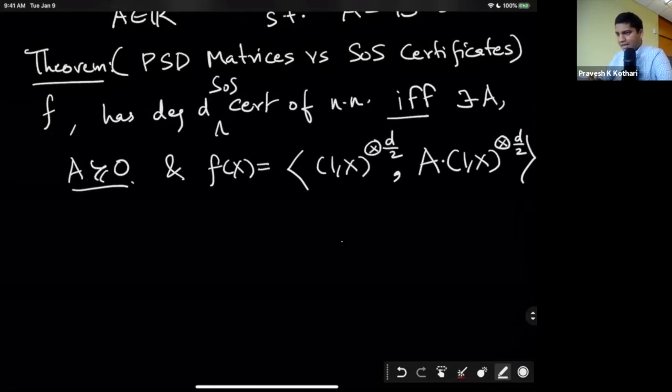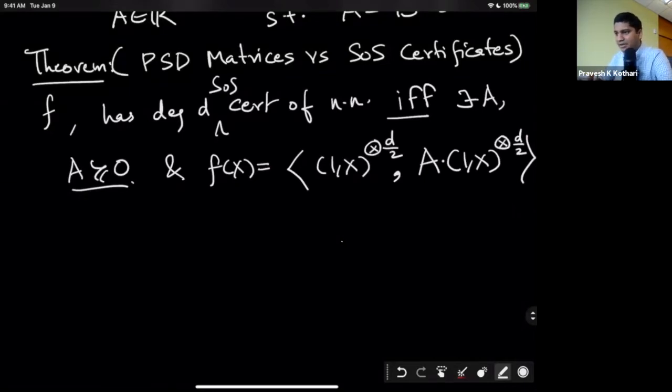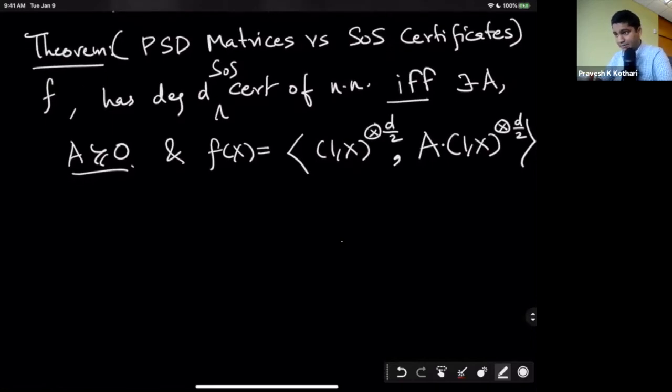Okay, if you haven't seen this notation first, it can appear daunting, but it's actually very simple. So let me convince you of that, okay? So what's going on here, let me parse it for you. 1 comma x is the n+1 dimensional vector. We are taking a d over 2th tensor power of it, okay?